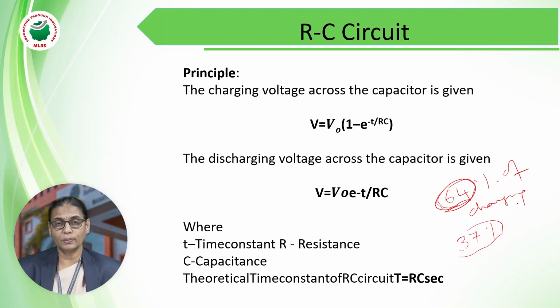Now, what is the principle in terms of the equations? We write the charging voltage which is generated across the capacitor, given by the general equation V = V0 (1 - e^(-t/RC)). Now, what is this V?